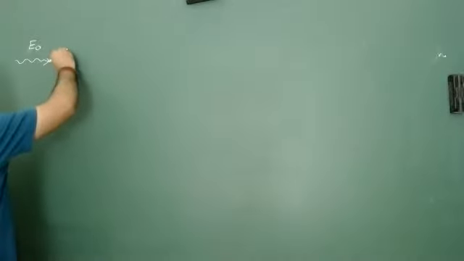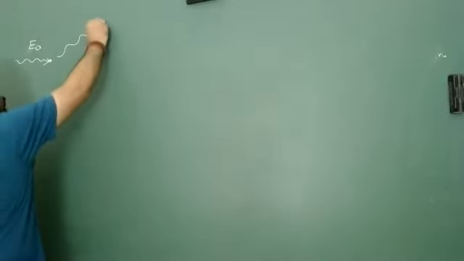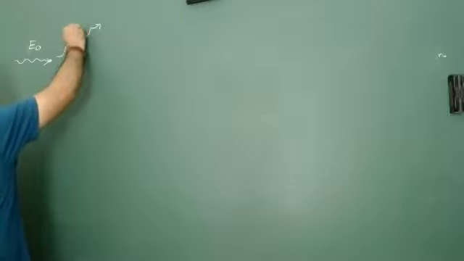So this is the electron. This is the incoming wavelength. Let's say this wavelength has energy E naught. And what do you have? This is the scattered wavelength. This has energy E.